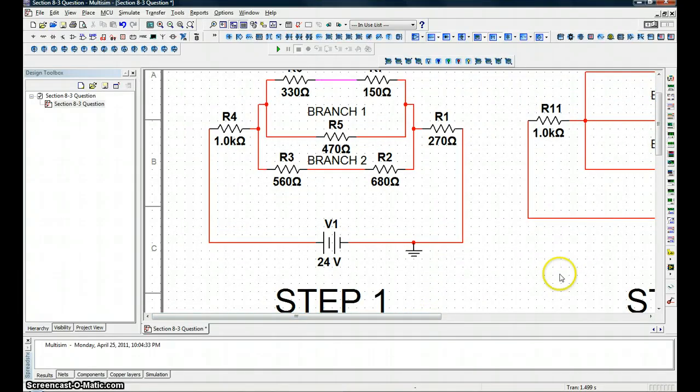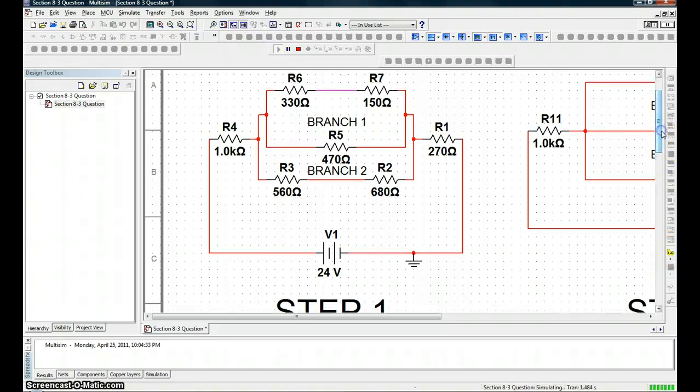Now, I just want to show you here what happens with the voltages. And I want to point out a few things. First of all, we have a 24-volt voltage source here. This is the positive terminal of the battery. And right here, we have the negative terminal of the battery. And we have a ground right here, which will be the lowest part of the circuit.